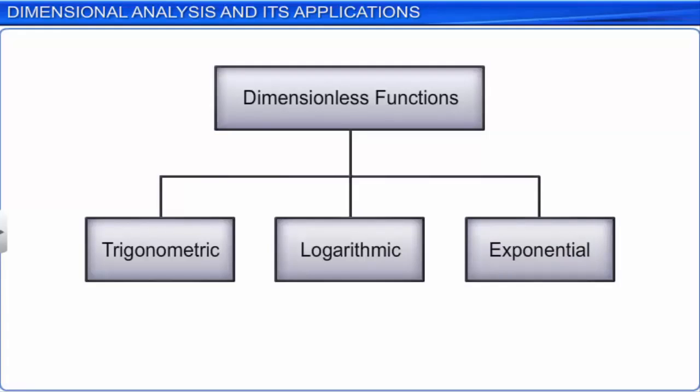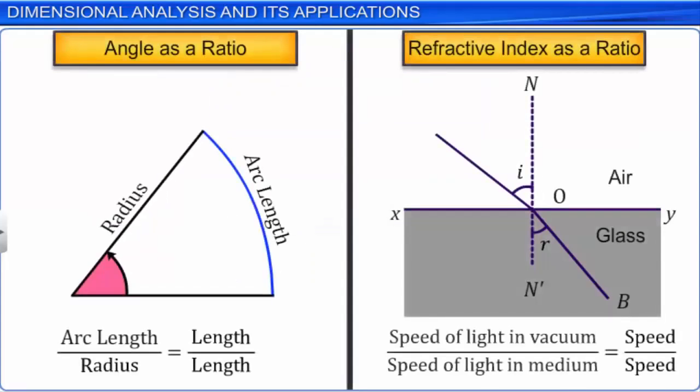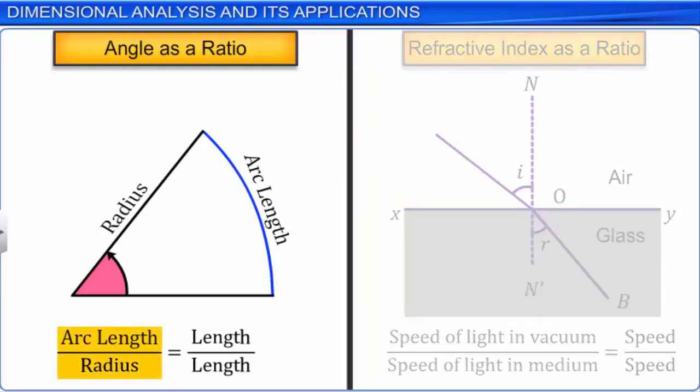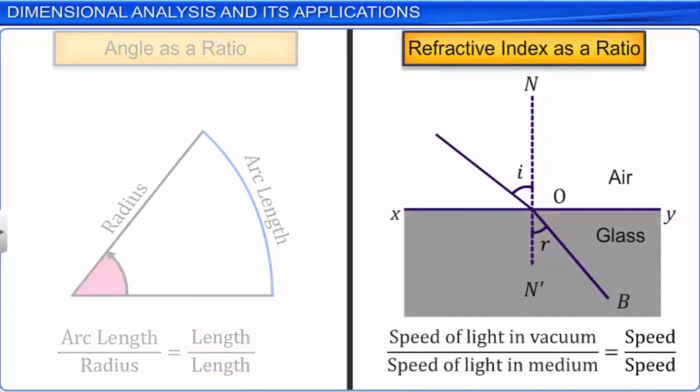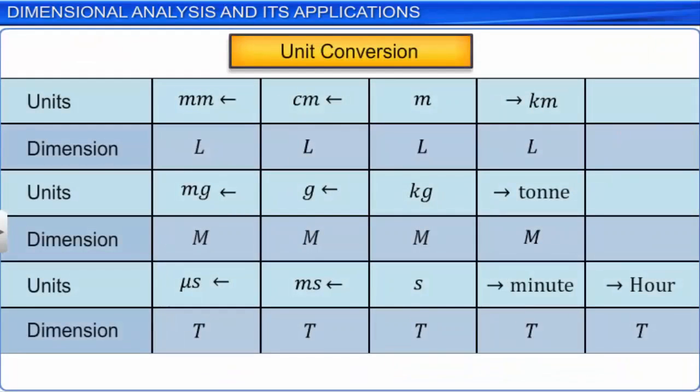For example, angle is the ratio of arc length to radius, which is length divided by length. Absolute refractive index of a medium is the ratio of the speed of light in a vacuum to that in a given medium, which is the ratio of speed to speed. The test of consistency of dimensions not only tells us the consistency of units, but also helps the user ignore the units to be mentioned and conversions among multiples and submultiples of units.